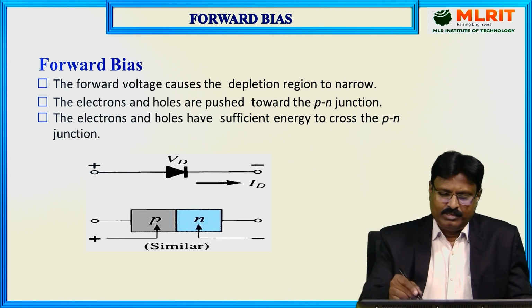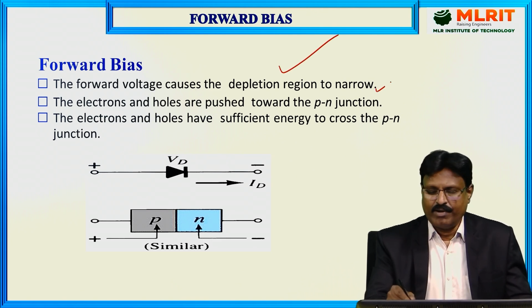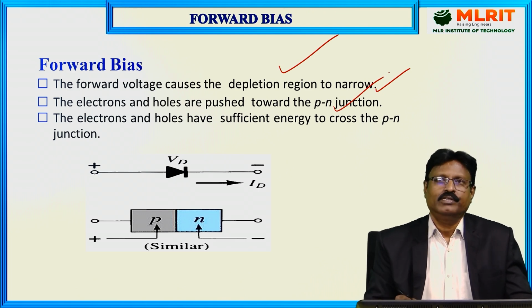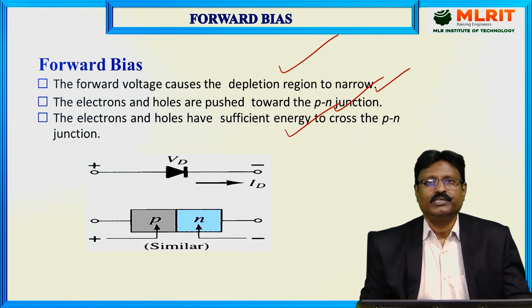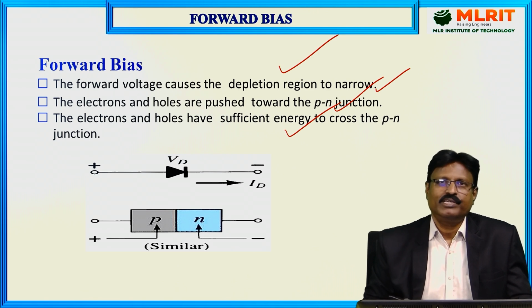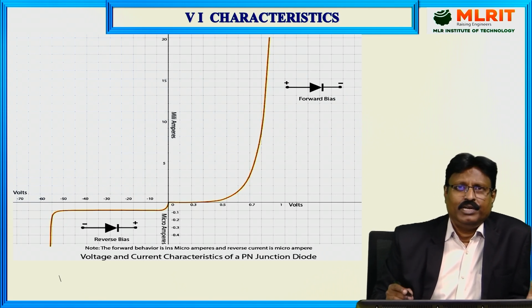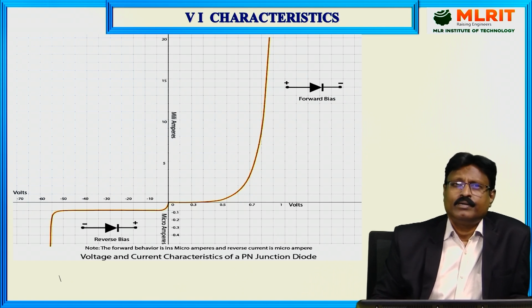So here the forward voltage causes the depletion region to narrow. The electrons and holes are pushed towards the PN junction, and they have sufficient energy to cross the PN junction. They acquire sufficient energy whenever the applied voltage is greater than the barrier potential. If you observe, we discussed three different modes of operation: one is zero bias, the second is reverse bias, and the third is forward bias.